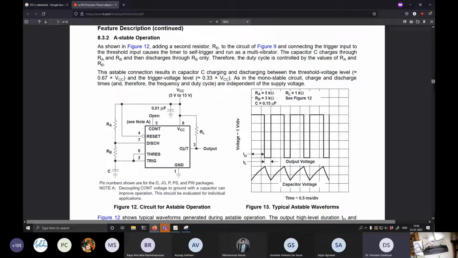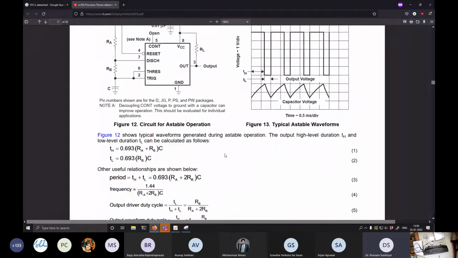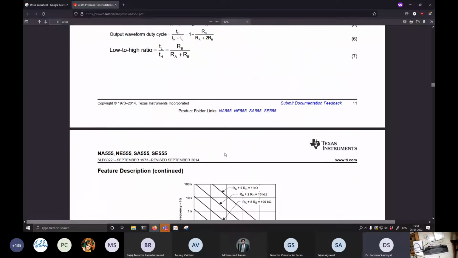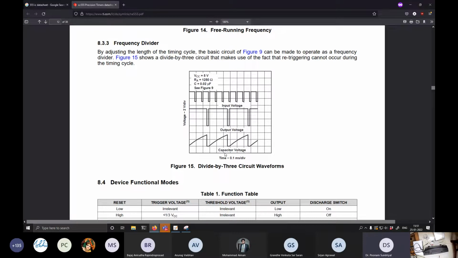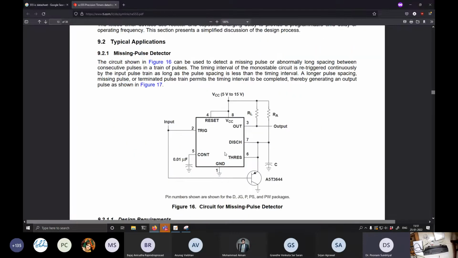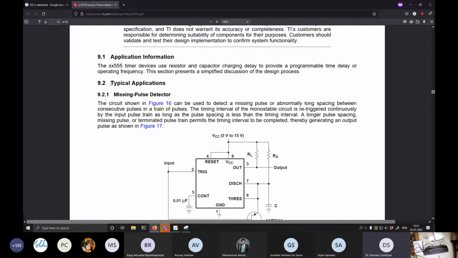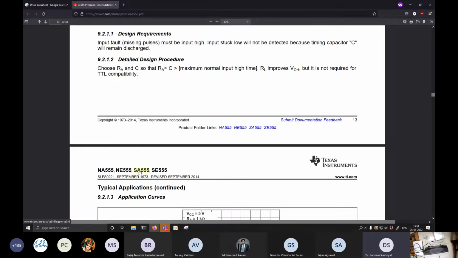The whole point of this particular lab session is to understand how these circuits work, and I will show you two breadboard circuits that I have made and their waveforms as well. Apart from this, the data sheet also lists a typical application for this. So a typical application would be a missing pulse detector. You can imagine that a missing pulse detector is very important for many digital electronics applications as well.